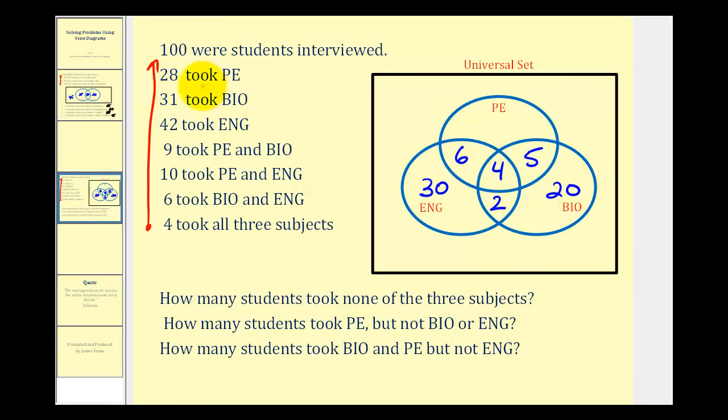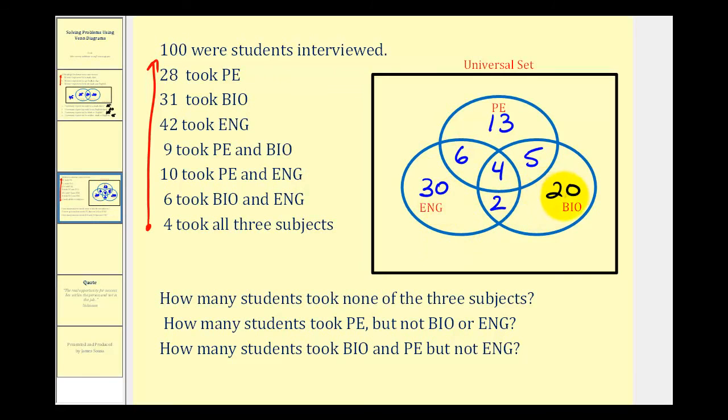And then we have 28 took PE. Notice that 15 are already accounted for that take PE, leaving 13 in this region here. And these 13 only take PE. Now the last step is to determine of these 100 students, how many are not taking any of these 3 subjects. So let's see how many students have been accounted for.